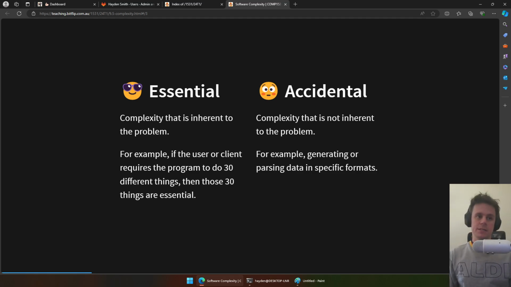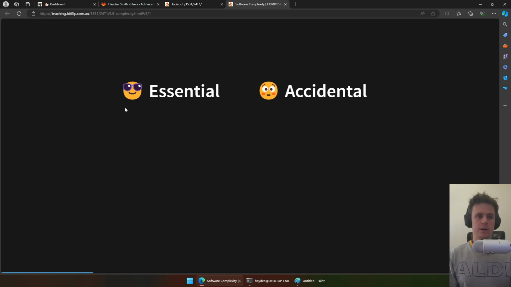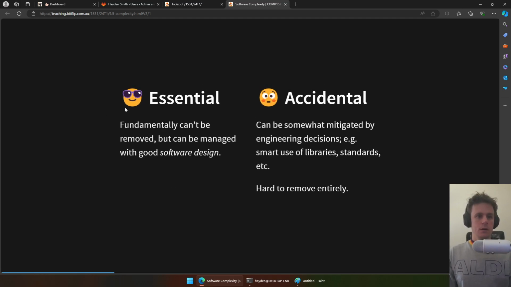And if you can't, it's essential. If you can, it's accidental. That's the crux of it. Yeah, obviously, this is pretty much what I've just talked about, so we don't need to go into too much depth there.